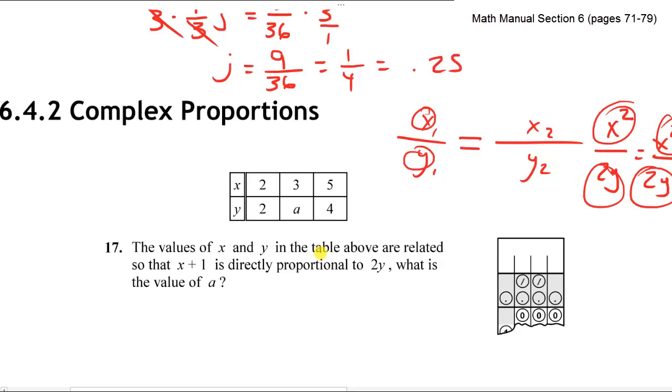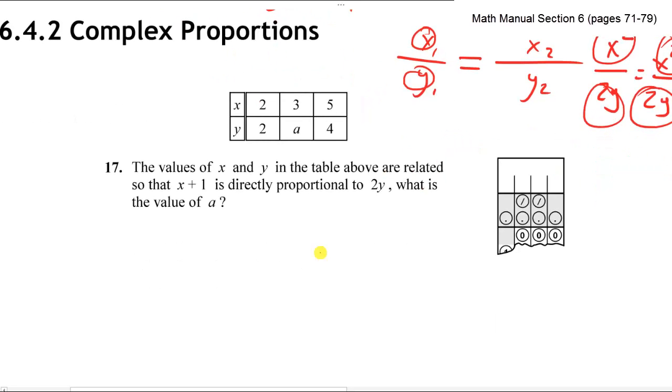I would pause the video and try to do number 17 on your own. So number 17 gives us a table of some values. It tells us that x plus 1 is directly proportional to 2y. So we can see this is not a simple x to y proportion. They are asking us for the value of a. So the way that we're going to do this is I'm going to first go ahead and write this down so that you can see how this is going to be laid out.